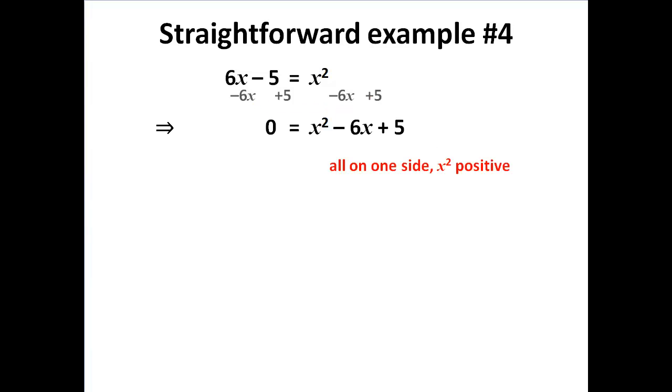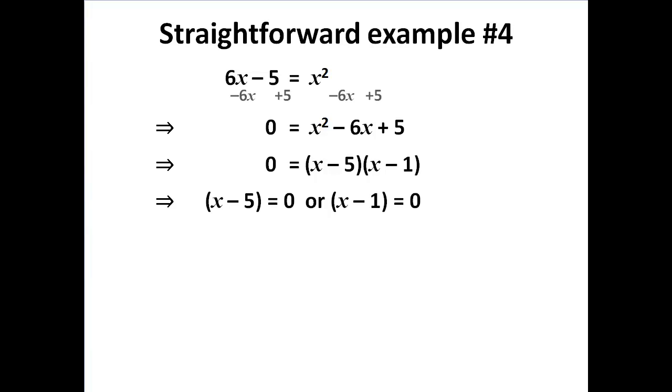So we do that, and we have all on one side, positive x squared. A quadratic is equal to 0. We can factorise that. We set the first one and the second bracket equal to 0, and we get our two solutions.